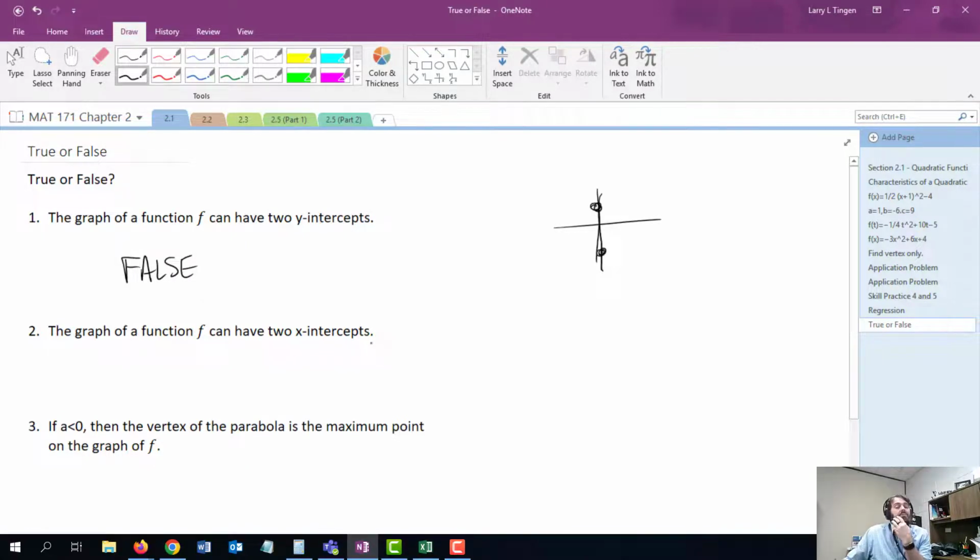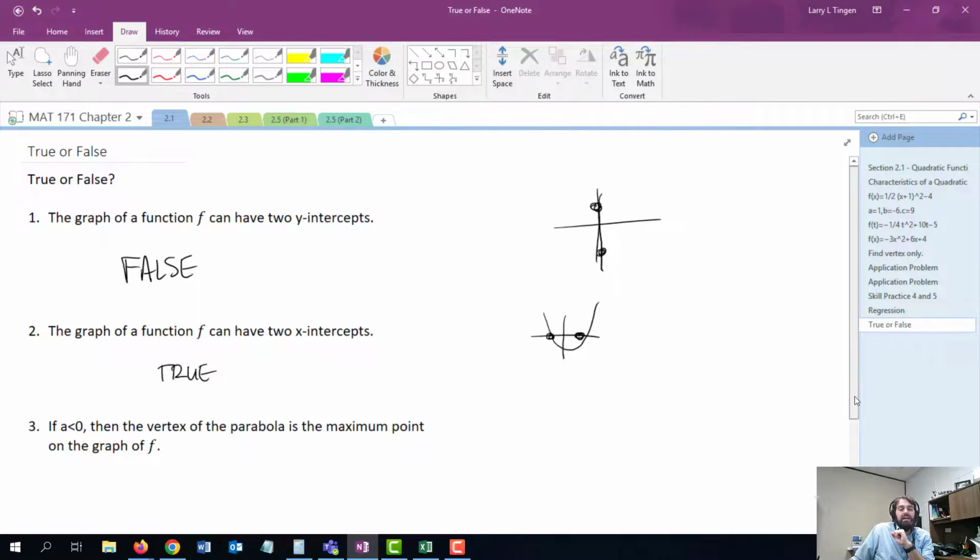Okay. The graph of a function f can have two x-intercepts. So let's say I'm here and here. Is that okay? Yeah, we've seen a couple of those, right? Parabolas do that. I can cross the x as many times as I want to. It's crossing y twice that causes a problem. So yeah, I can have two.